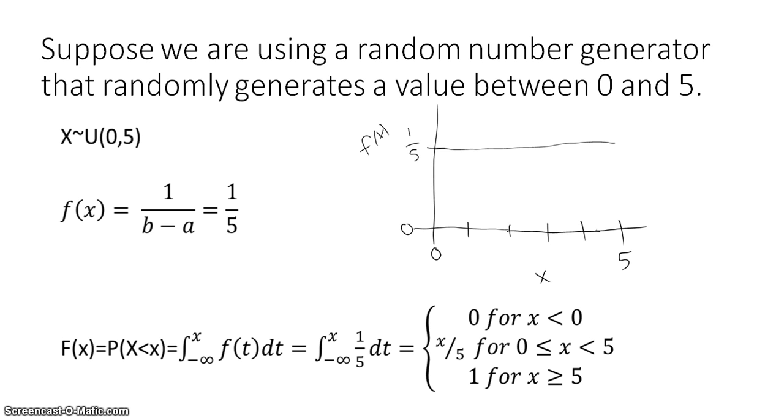If we want to look at the cumulative distribution function, the probability that x is less than or equal to a specific value little x, we integrate from minus infinity up to x, f of t dt. So this is going to be 0 for any value of x less than 0, because there's no area under the curve at that point. It's going to be equal to x over 5 when x is between 0 and 5, and it's going to be equal to 1 once x is greater than or equal to 5. So there's our cumulative distribution function.